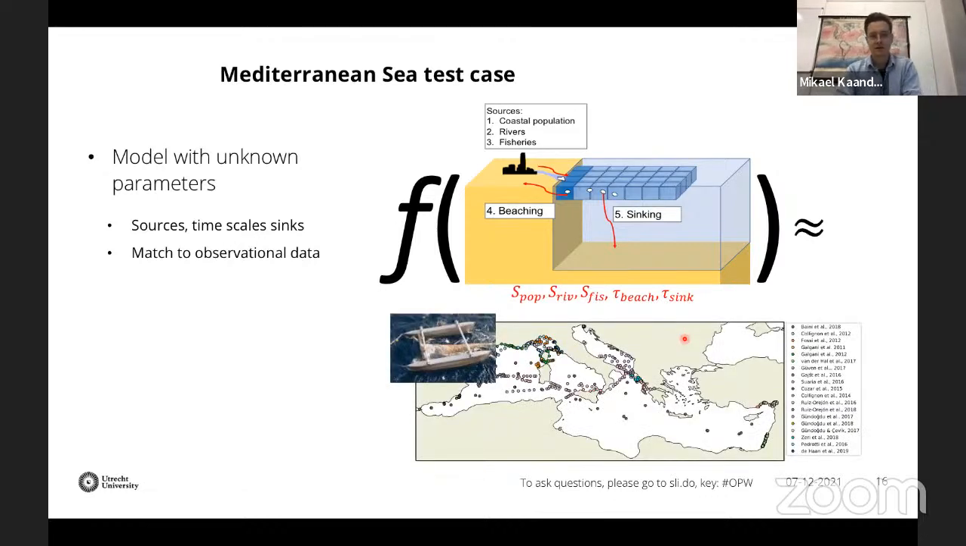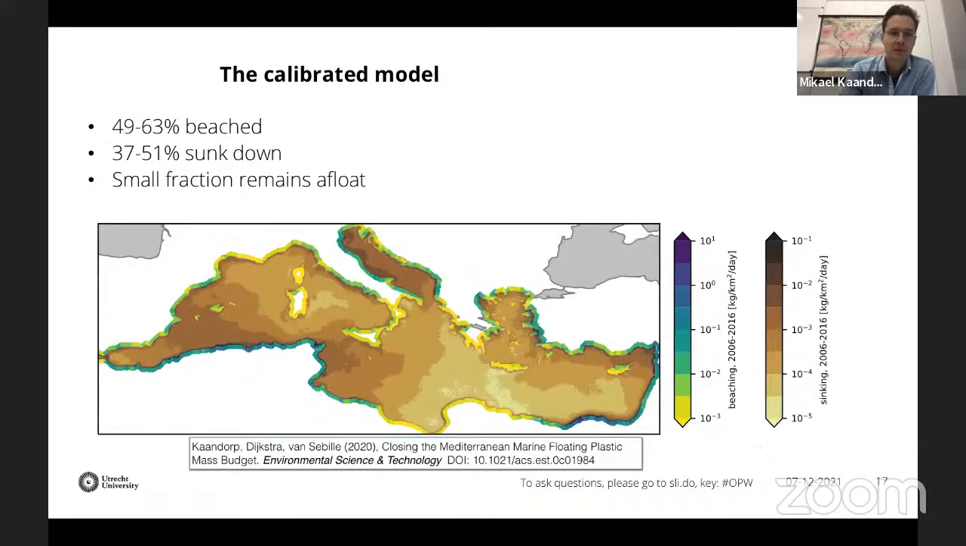And now in the end, the goal is to match this model to observational data that we get from the literature. So in this case, we gathered about 1,000 measurements in the Mediterranean Sea. So these are all measurements from the surface water obtained using these kind of nets. And now we try to tune these parameters such that the model output matches these observations as well as possible. So basically, we do a big model calibration. That's what we did. So we calibrated this Lagrangian model for the Mediterranean Sea.